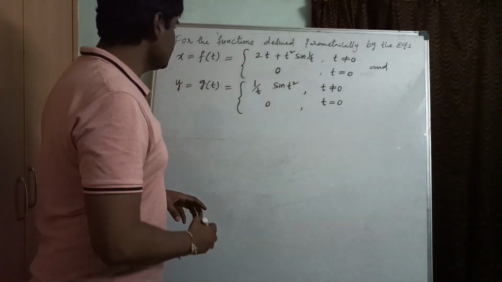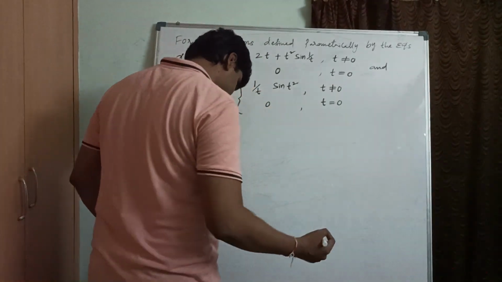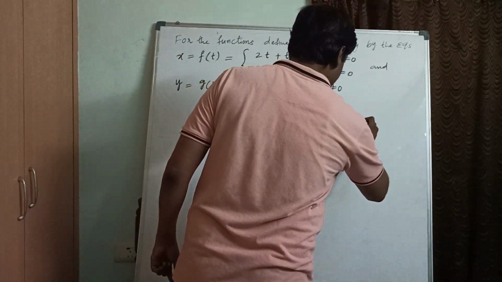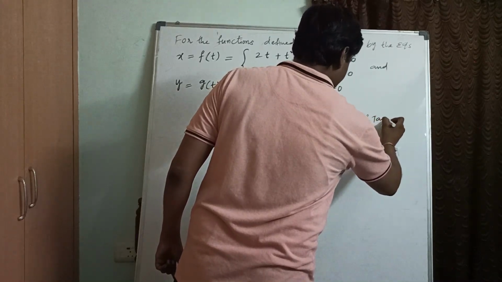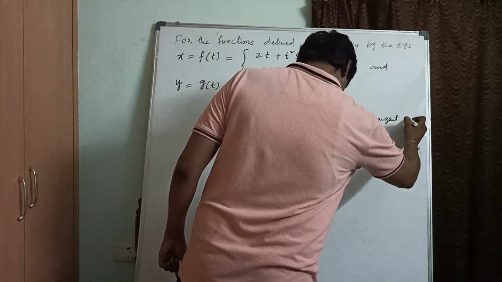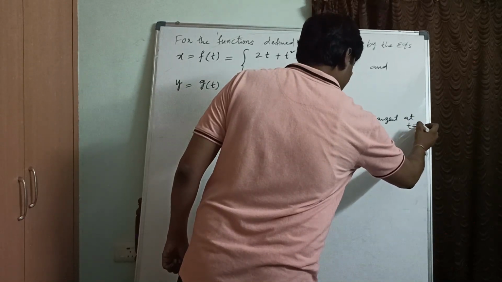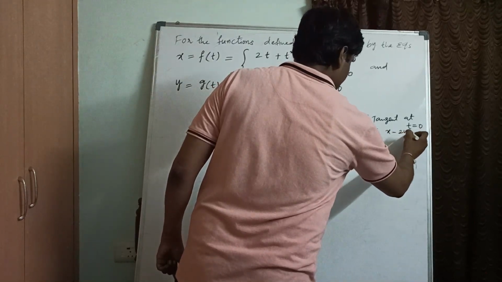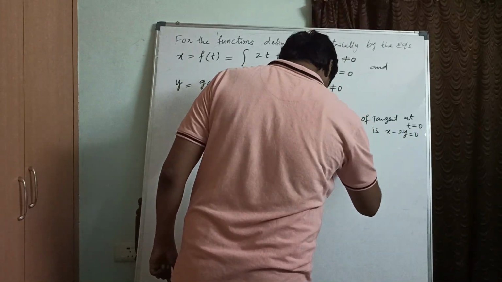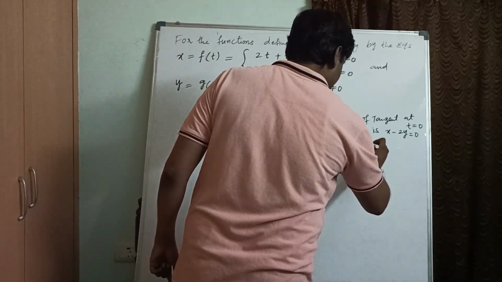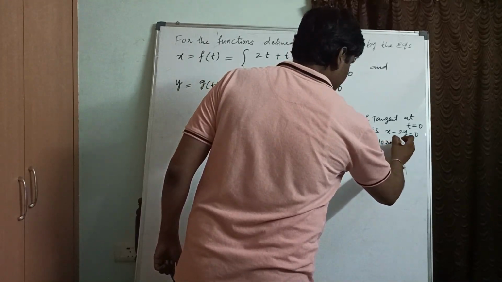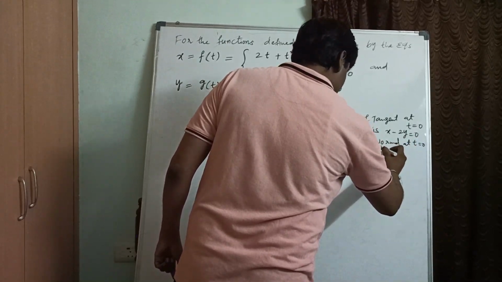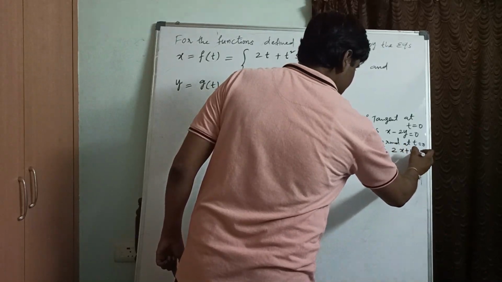So now, let me take the options first. Option A is equation of tangent at t equal to 0 is x minus 2y equal to 0. Okay. Now second option, equation of normal at t equal to 0 is 2x plus y equal to 0, right?